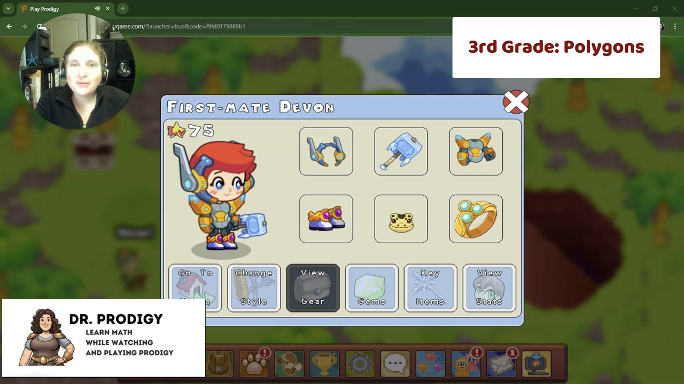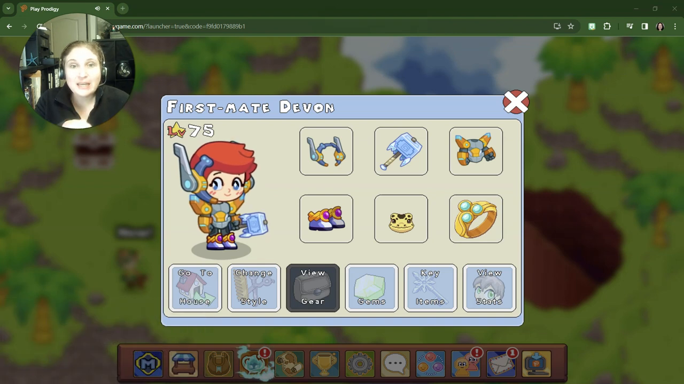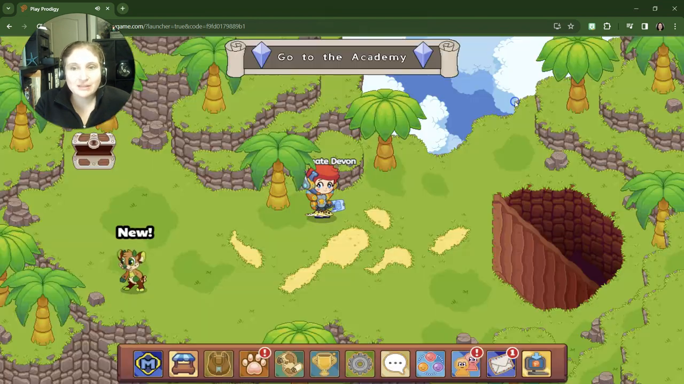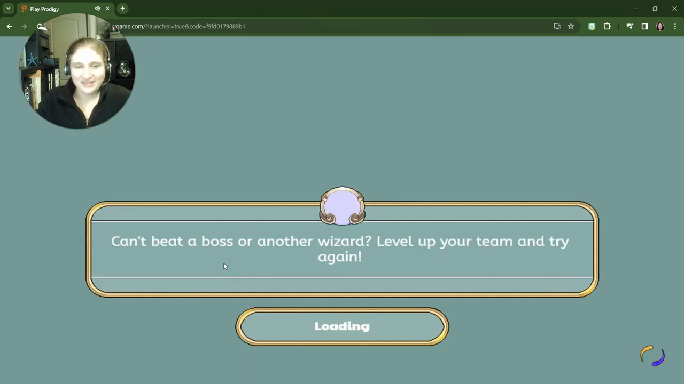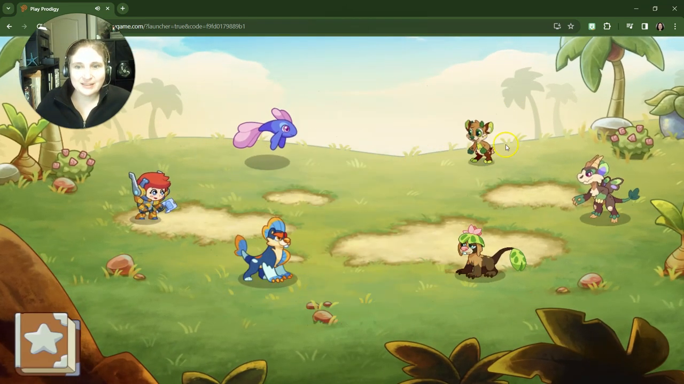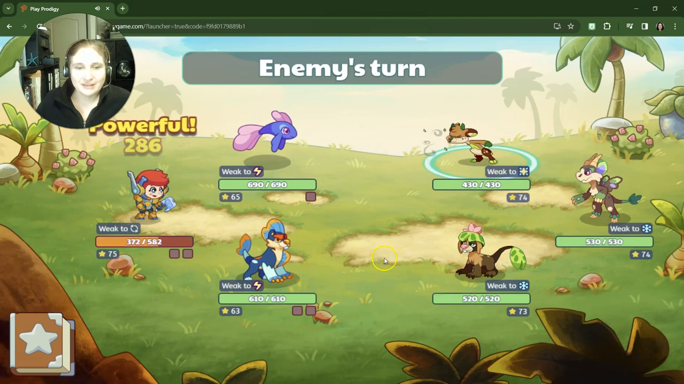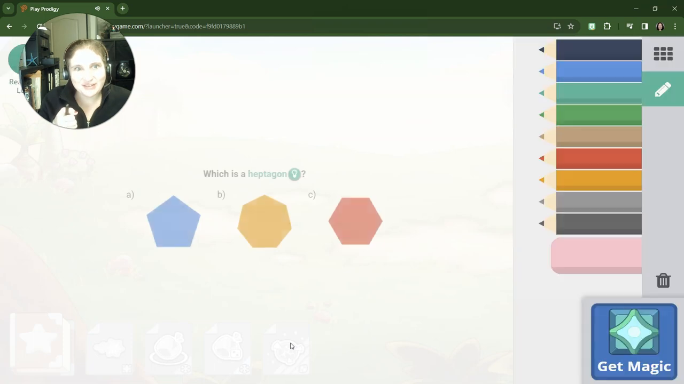Welcome. We're continuing on our third grade journey, and our topic right now is identifying 2D shapes, specifically matching the name to the shape. I am playing as First Mate Devin. This is my godson's old account. He doesn't use Prodigy anymore. And let's see what we've got now. Oh, this looks like a pretty crazy battle going on. I should have switched some of my guys out. You have to remind me to do that.